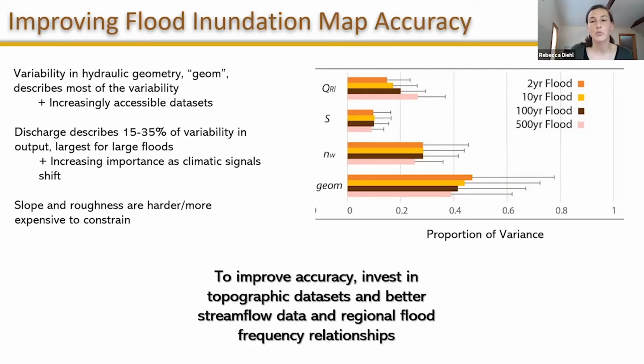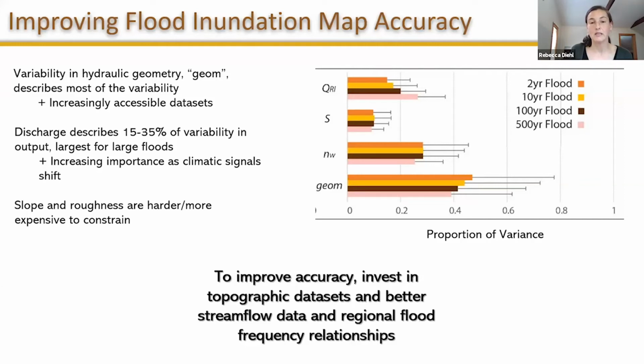S is slope, water surface slope, and Q_Ri is the discharge associated with a given recurrence interval flood. And we did this, and what I'm showing here is for the various recurrence interval floods. What immediately stands out is this geom variable, this hydraulic geometry variable, that describes most of the variability here, right?